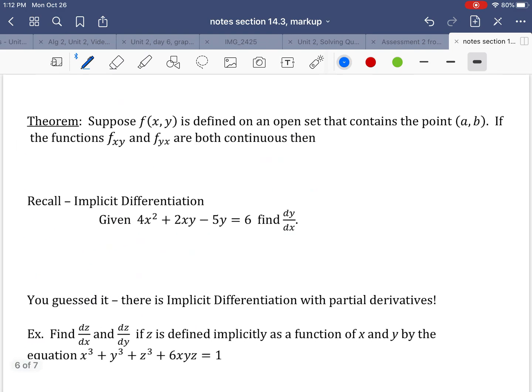Just another couple little things to learn. So this theorem: suppose your function is defined on an open set that contains a point (a, b). If the functions fxy and fyx are both continuous, then, as you'll see what happened on our last problem, fxy is going to equal fyx, and that's going to come into play at the very last page as well.